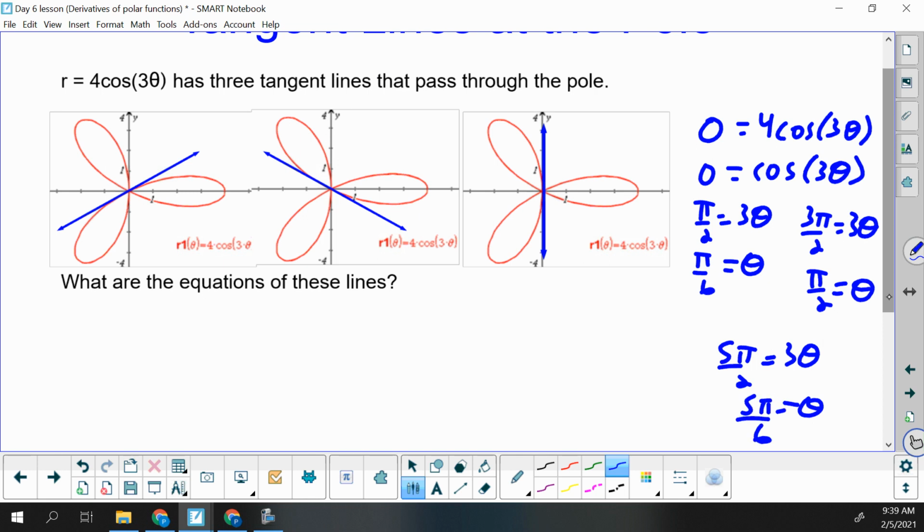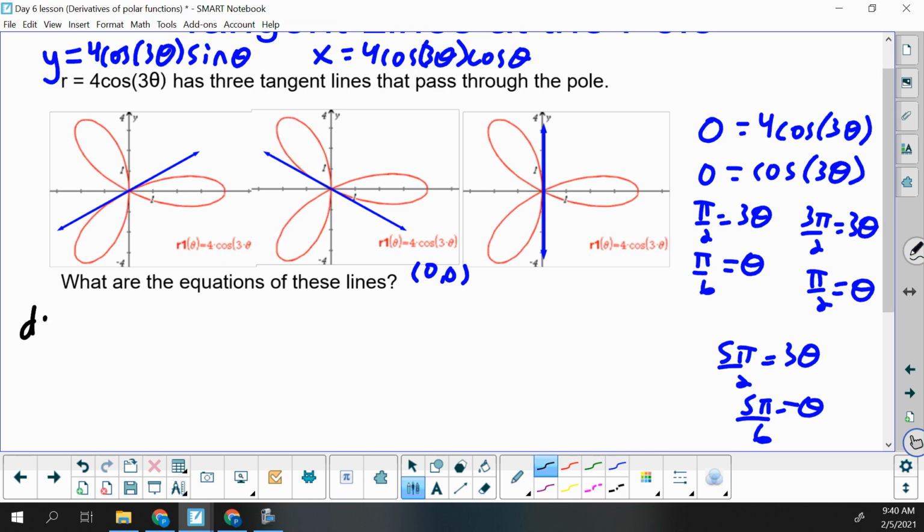So we want to find the tangent line equations for each of those. Well, notice the point we're going to work with when we do our tangent line is 0, 0 for all of them. So we've just got to find the slope, and then we'll do y minus 0 equals the slope times x minus 0 in each case. Well, keep in mind that our y, which is r sine theta, is going to be 4 cos 3 theta sine theta. Our x, which is r cos theta, is 4 cos 3 theta cos theta.